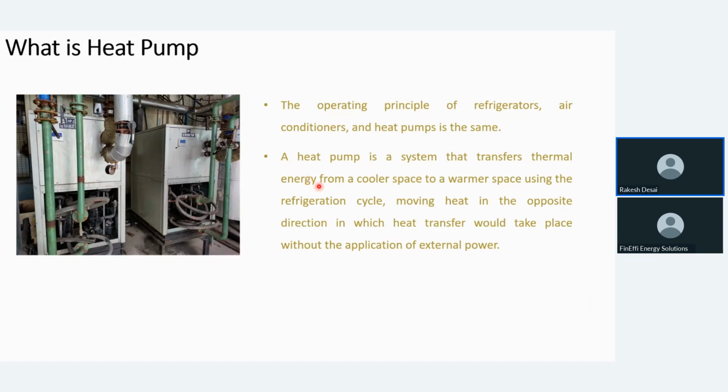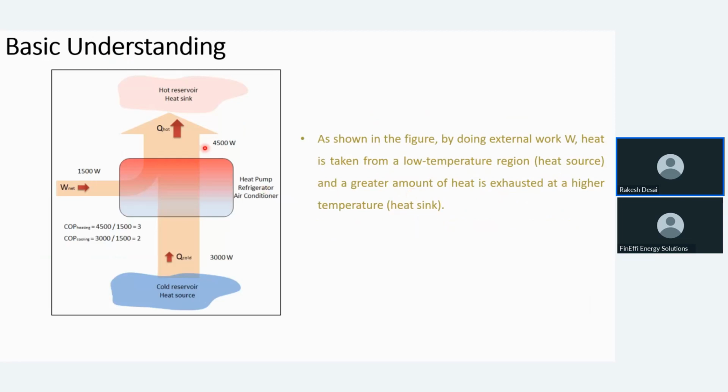So a heat pump system is a system that transfers thermal energy from a cooler space to a warmer space using the refrigeration cycle, moving heat in the opposite direction to that in which heat transfer would take place without the application of external power. If you look at the picture on the left hand side, it shows the basic operation of the heat pump.